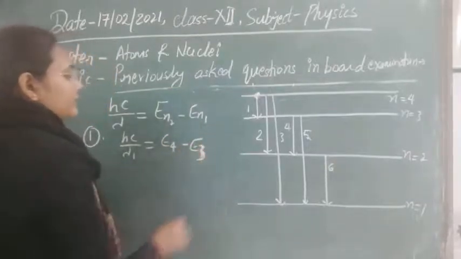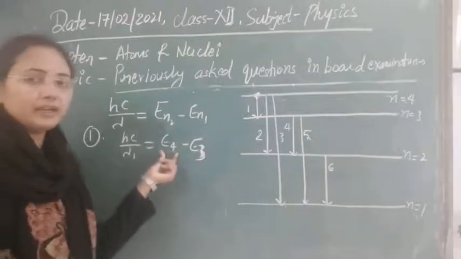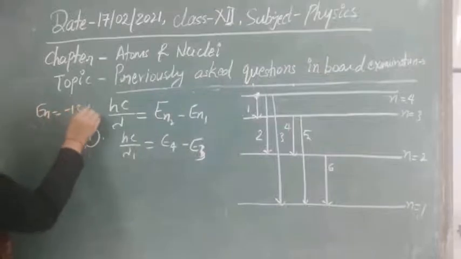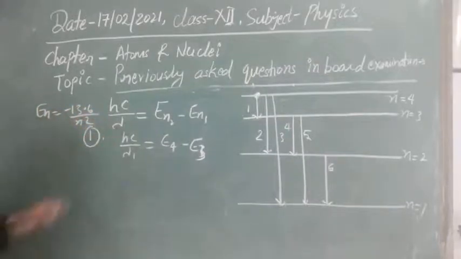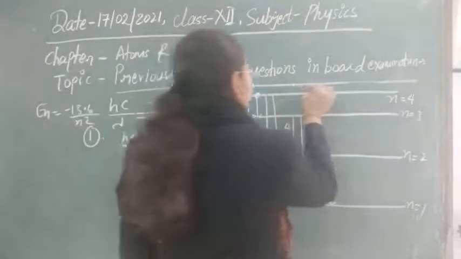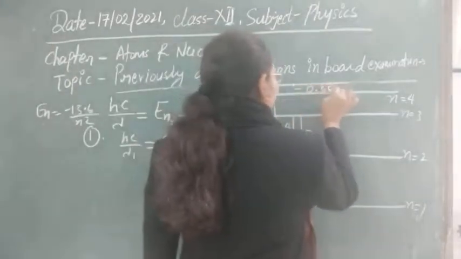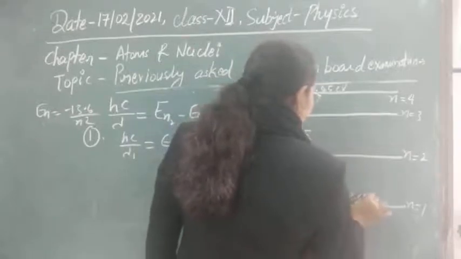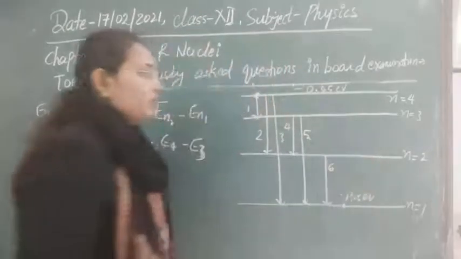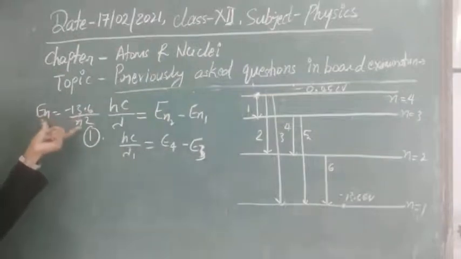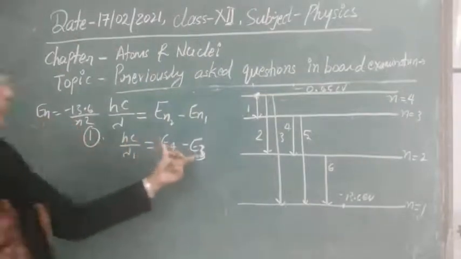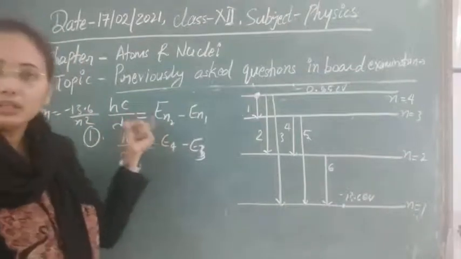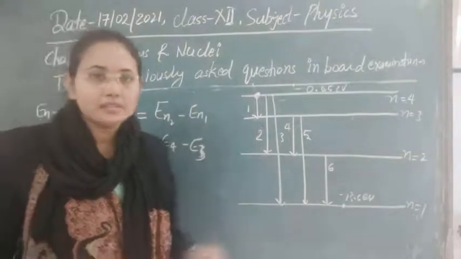Now we can easily write the value of E4 by using the formula En is equal to minus 13.6 upon n square. We have even calculated its energy. This is equal to minus 0.85 electron volt. The ground state has energy minus 13.6 electron volt. You can also calculate the energy of n equal to 3 and 2 using this formula. After that, if you put in the values, we can easily calculate the wavelength of each spectral line here.